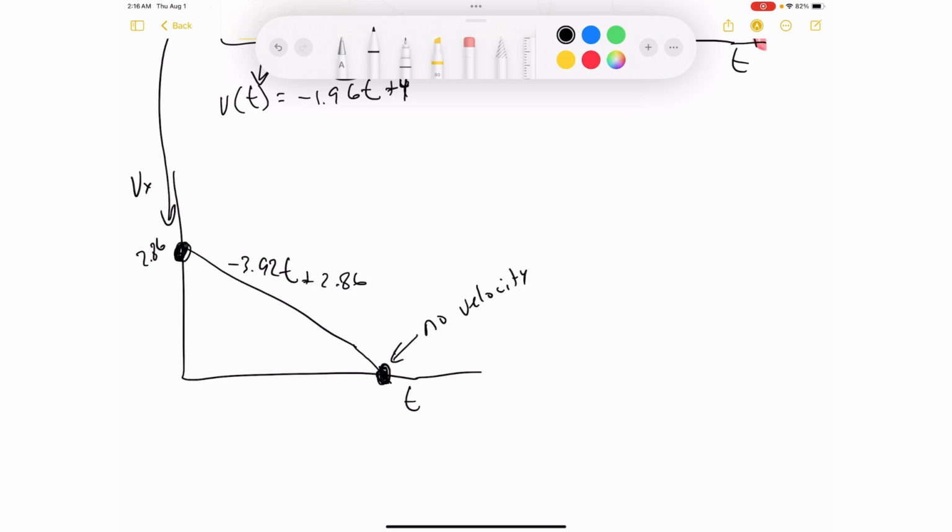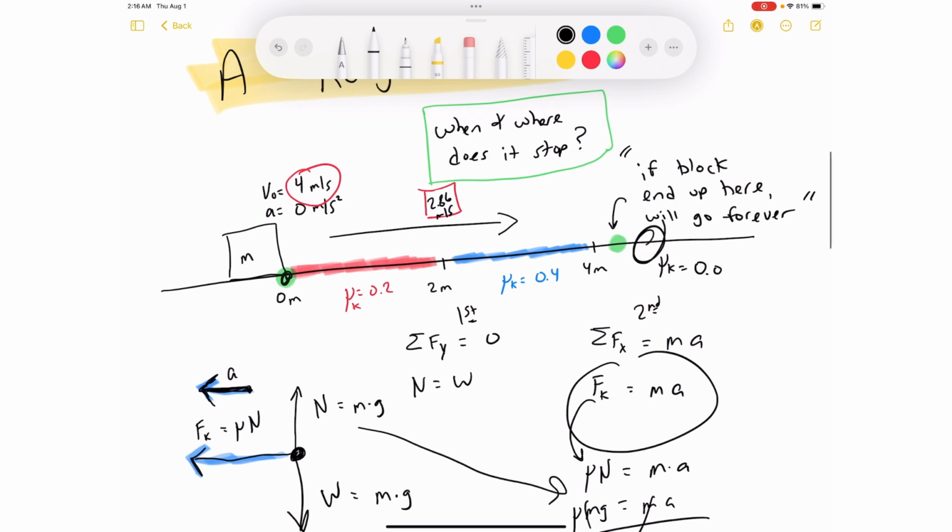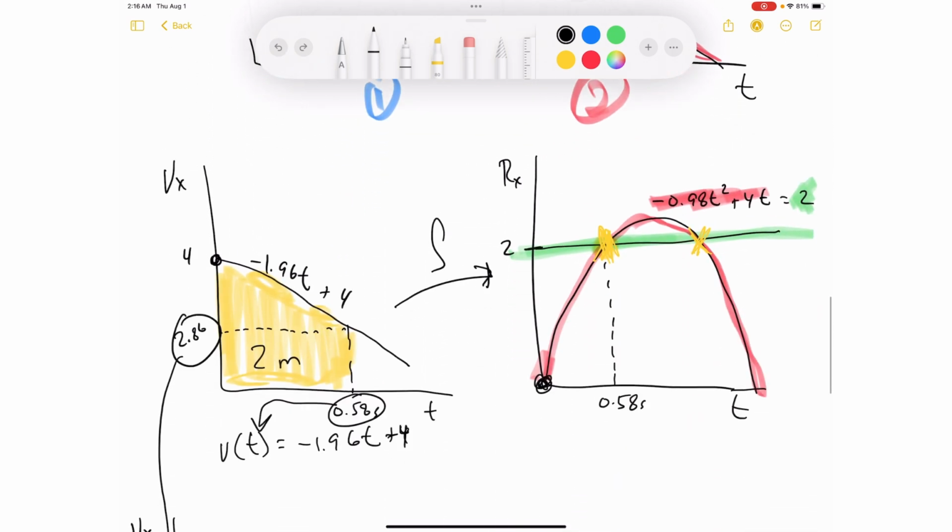So it means that there's no more velocity. It stopped. It has to stop, because remember, if it doesn't stop, you end up somewhere over here, and that means it'll go on forever. So it has to stop somewhere. Somewhere in this function, it has to stop, meaning it has to reach 0. It has to reach a 0 velocity.